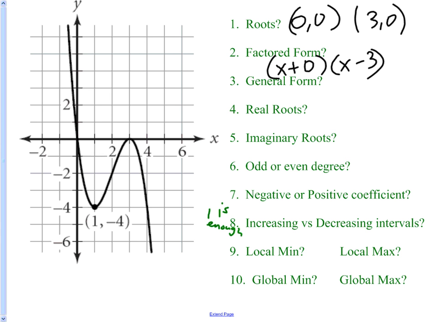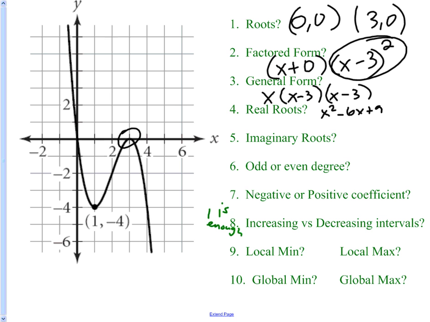And that one's special, though. Squared, because why? Because the bounce. Because right there it bounces. Okay, now general form. Well, this is where you'd multiply out what I have up there. Notice x minus 3 times x minus 3 makes the x minus 3 squared here. And that comes out to x squared minus 6x plus 9. And then I times everything by that x that was in front. And then I have x to the third minus 6x squared plus 9x.